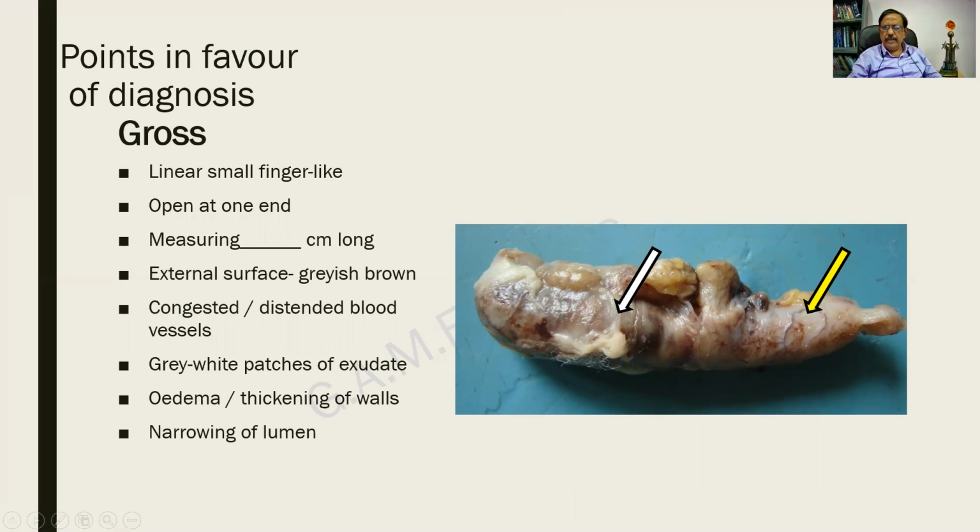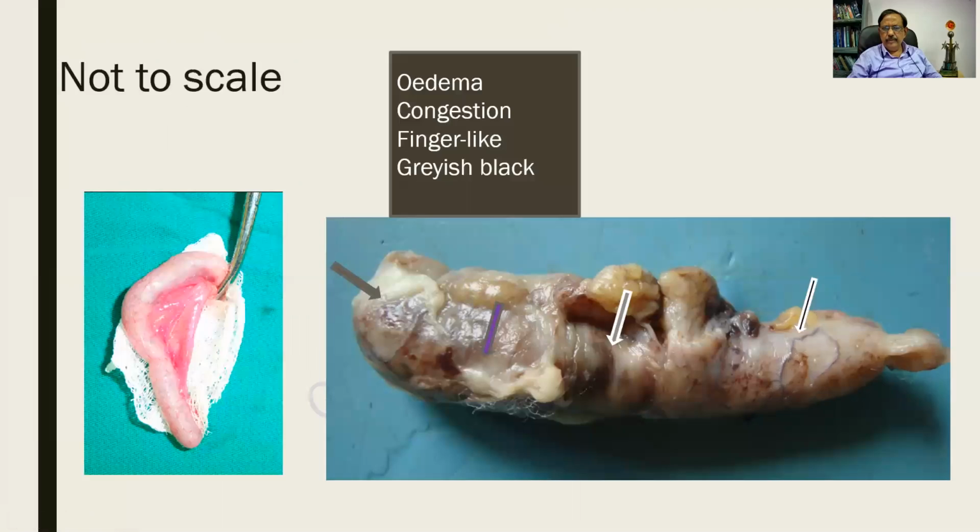So when you want to describe a specimen, you are supposed to describe it like this. It is a linear, small, finger-like specimen, open at one end, measuring so many centimeters long. The external surface is grayish brown. It is congested with distended blood vessels. There are gray-white patches of exudate. There is edema and thickening of the walls, and there is narrowing of the lumen. Compare it with the normal appendix, this is somewhat huge. And all the features that we had mentioned are seen over here.